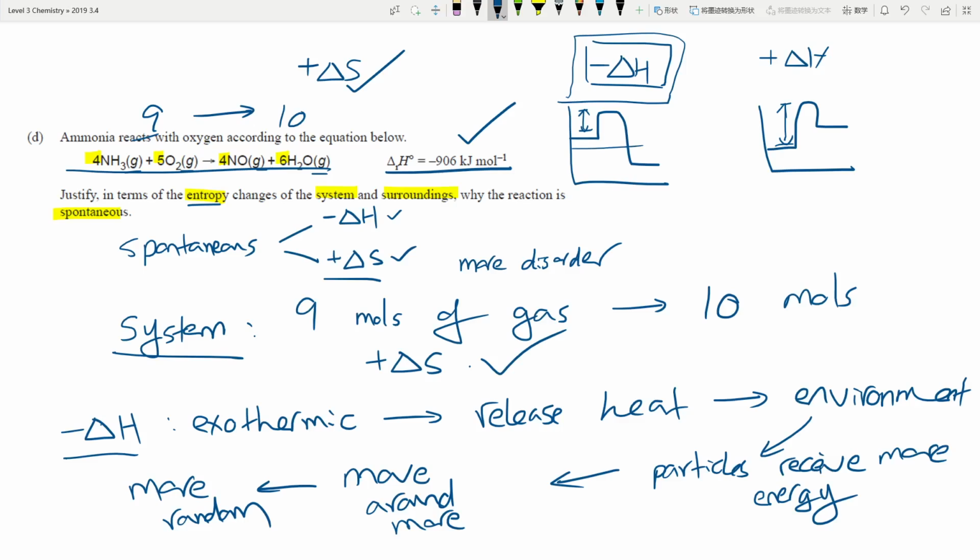When I draw this diagram, people understand straight away. But then if you want to tackle this type of question, why does the entropy change, and link the entropy change to system and surroundings, you need to understand that if you have an exothermic reaction, you release heat. Where does it go? It goes to the surrounding environment and heats up the particles, so they move around more and are more random. More random just means more entropy.